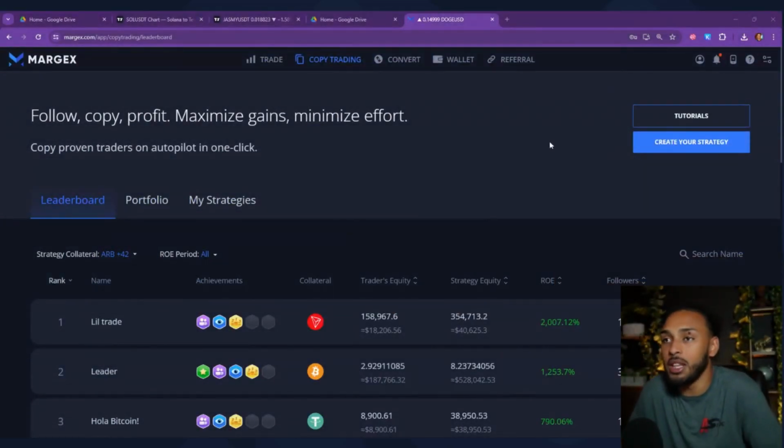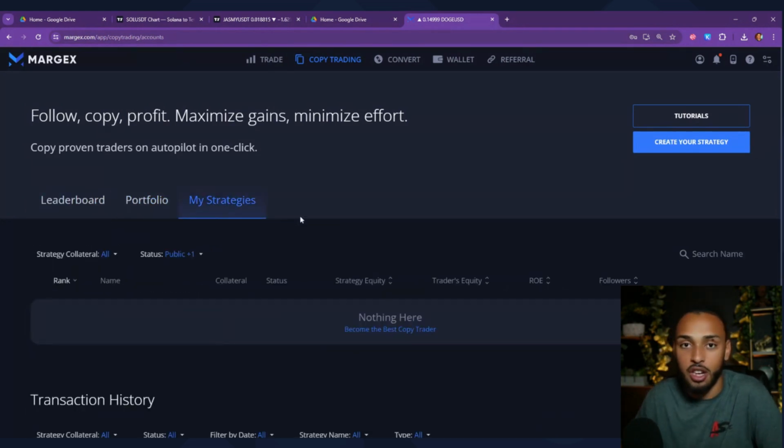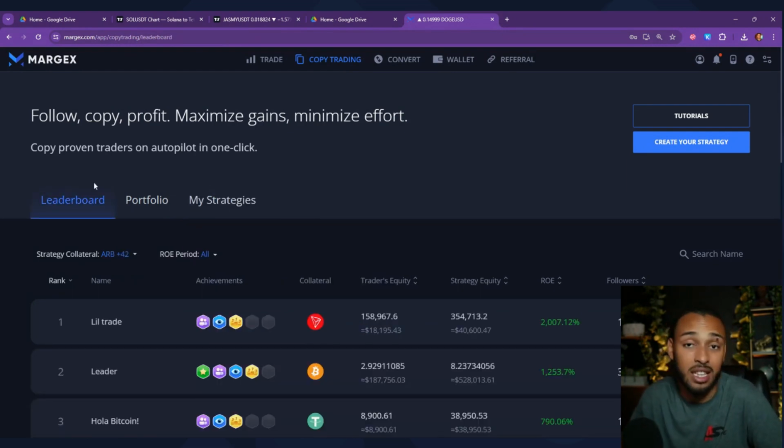So immediately when we land on Margex, we're going to click this Margex copy trading tab up here. Once you click that copy trading tab, this is the screen you're going to come to with a couple of different options. You're going to have a leaderboard, a portfolio, and then my strategies. Unless you want to become a copy trader yourself, which quite simply means that people can subscribe to your trades, copy your trades, and deposit funds to follow your trades, you don't really need to worry about my strategies. So let's stick to the leaderboard.